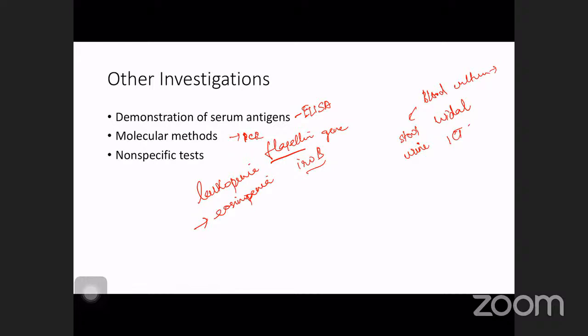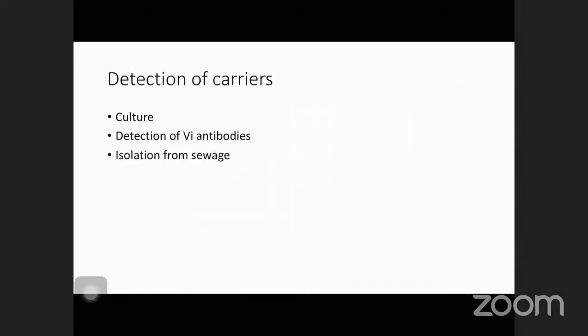Yes. So I'll move on to the next, detection of carriers. We are going to detect the carrier state. So how can you detect a carrier? Carrier state detection is very, very important. Since we already discussed the story of Mary Mallon, whenever there is a carrier state, if he or she is not getting treated, they will be transmitting the infection to a large number of the population, creating an outbreak or epidemic, and therefore it is very important to detect the carrier and treat the carriers.